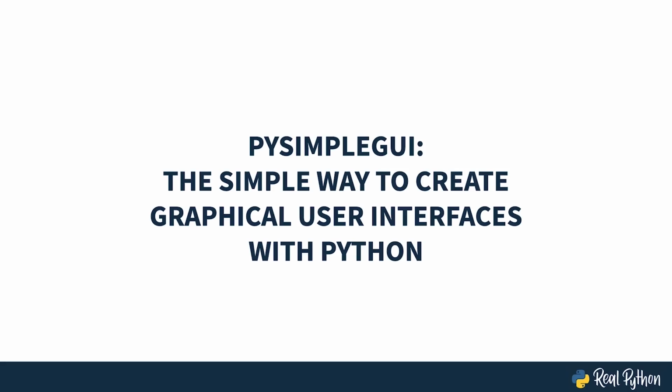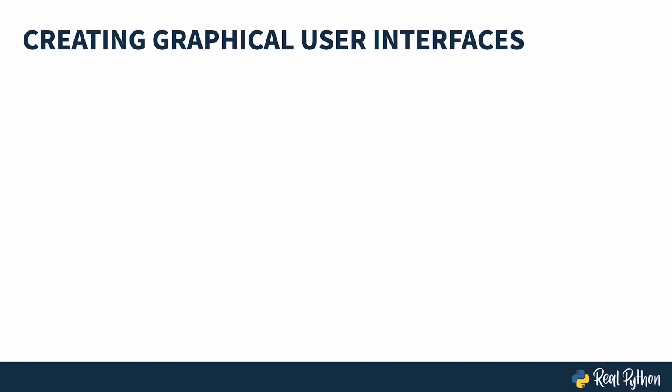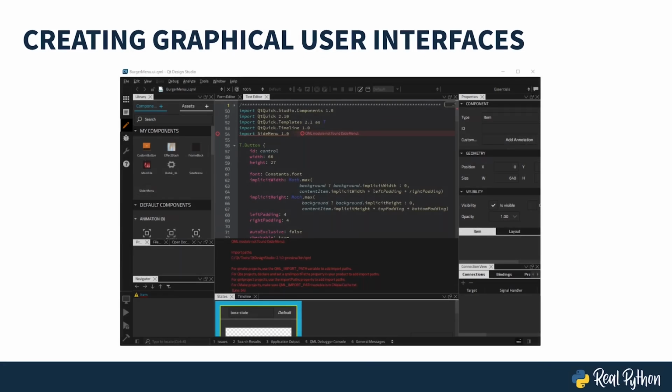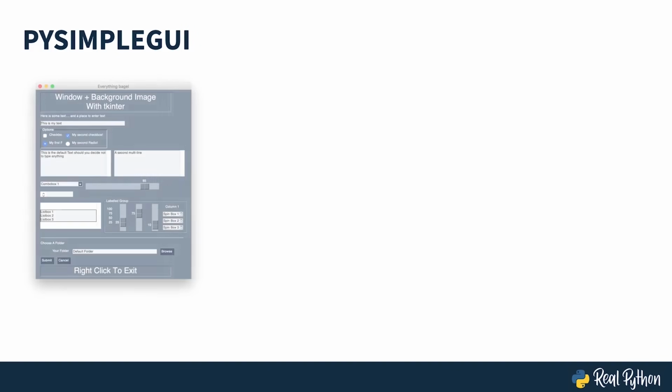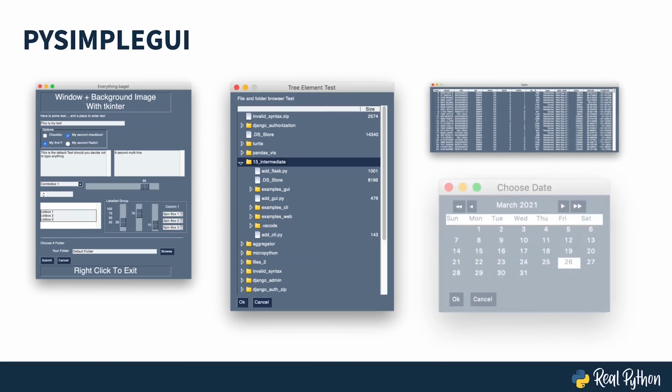PySimpleGUI, the simple way to create graphical user interfaces with Python. Creating a simple graphical user interface, or GUI, that works across multiple platforms can be complicated. But it doesn't have to be that way. You can use Python and the PySimpleGUI package to create nice-looking user interfaces that you and your users will enjoy.